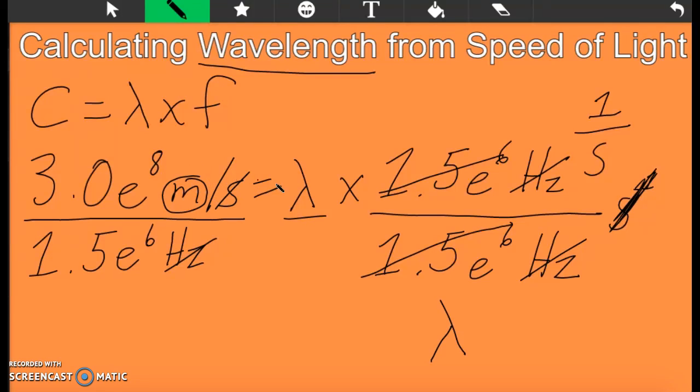And then from there, we just divide. I'm not going to lie, I can't do this in my head for the most part. I picked an easy one that we can do in the head. You should be using your calculator for this, but we're going to do it simple. 3 divided by 1.5 gives us 2.0, and then e to the 8th divided by e to the 6th is e squared. And what are we left with? Meters. So 2.0 e squared is our meters, is our wavelength. That's how you calculate wavelength. We'll do one more example.